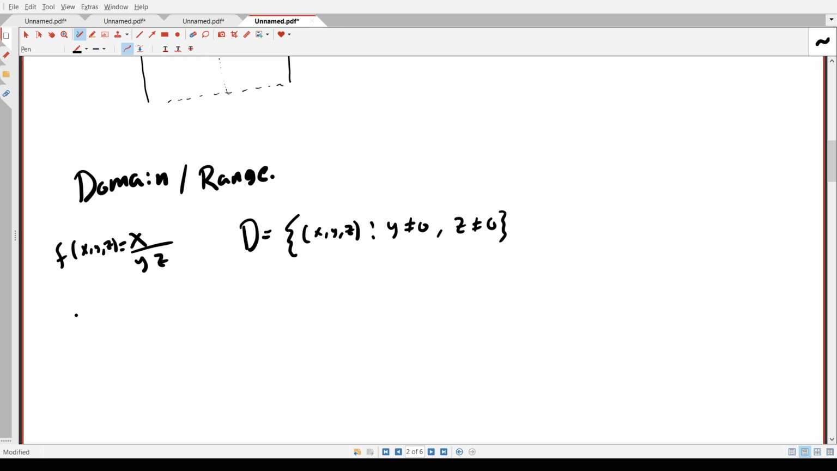Well, if I pick f of x, 1, and 1, that's just going to be x. So x can be any number from minus infinity to infinity. So the range is going to be the set of all values in the interval minus infinity to infinity. Because any value that I want from this function, I can just set that value to x, and y and z to be 1, and I can get that value from this function.